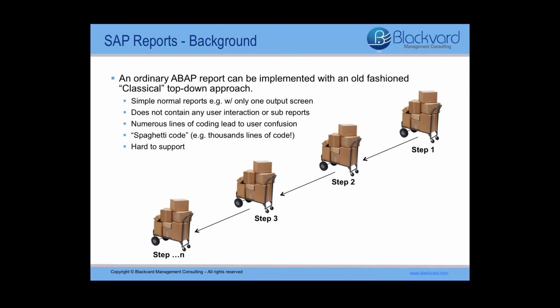A simple normal report, for example, with only one output screen, you do not have to do any magic like creating a special pattern. You can do it in the top-down approach like we saw previously. This does not contain any user interaction or sub-reports. For example, if you want to have a user interface and click something, then you want a new report to be started, and so on. And if you do this just in this top-down approach within one report file or in one include, this leads to so-called spaghetti code.